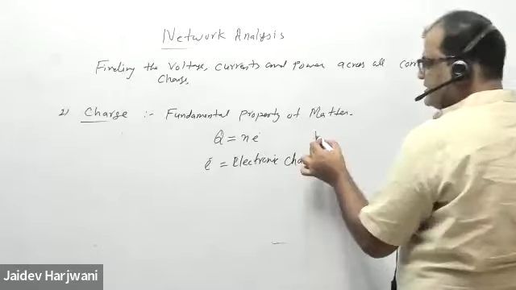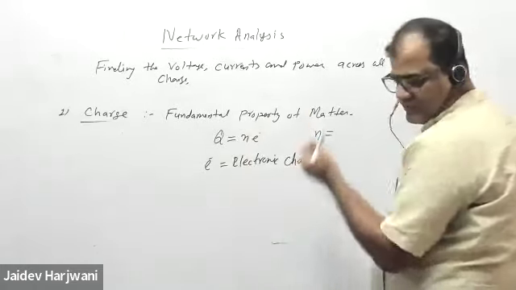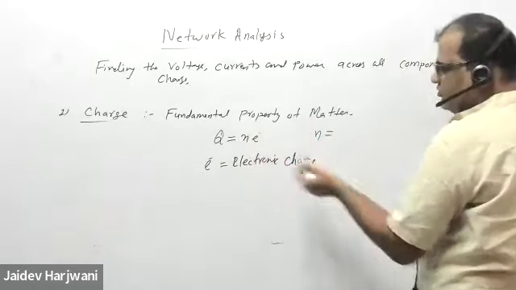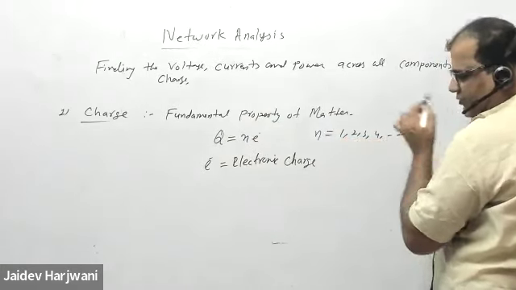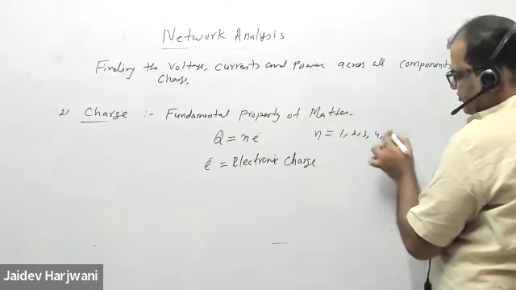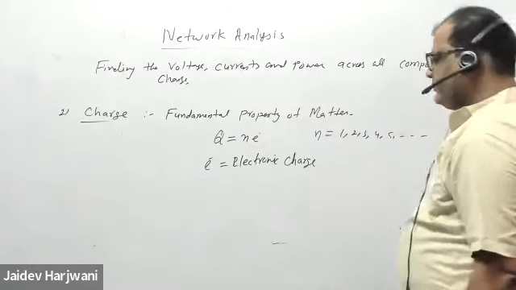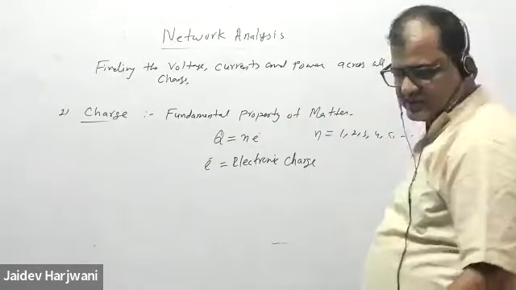N is what? N is a number. So charge can only be quantized. Zero means zero charge, and N is only 1, 2, 3, 4, 5. So the unit of charge is coulomb.